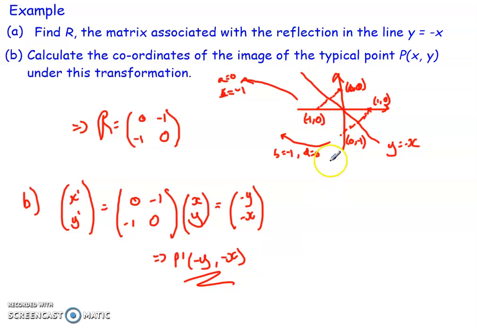For any reflection, this is the set of steps we take. We just look at the behaviour with respect to whatever line we're reflecting in.